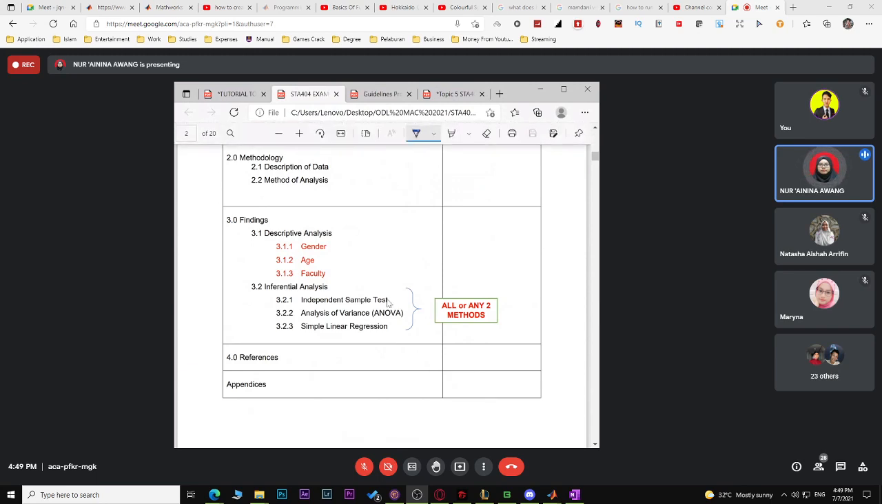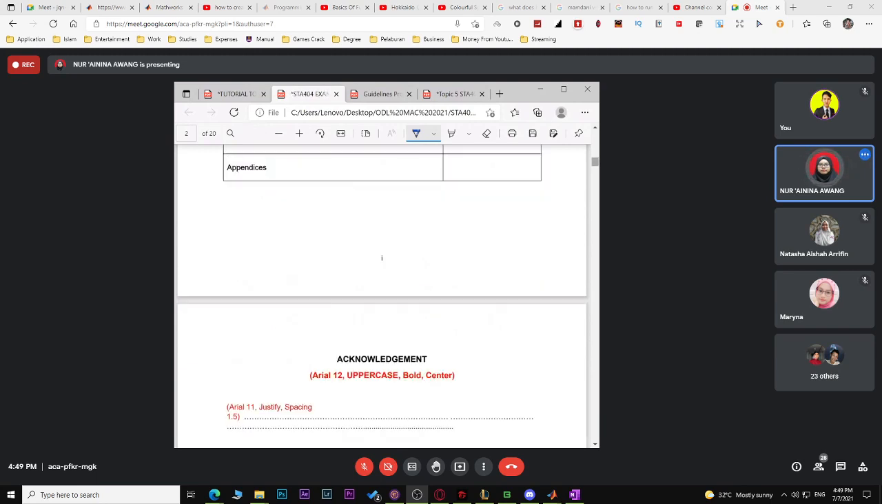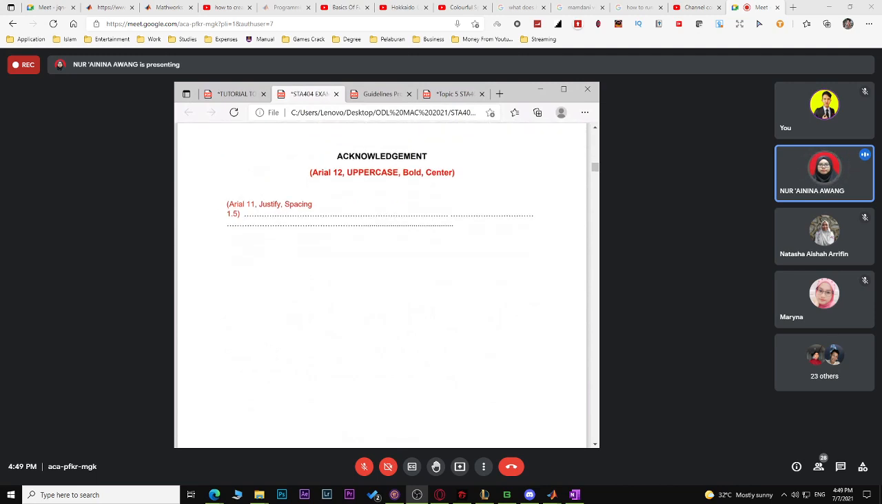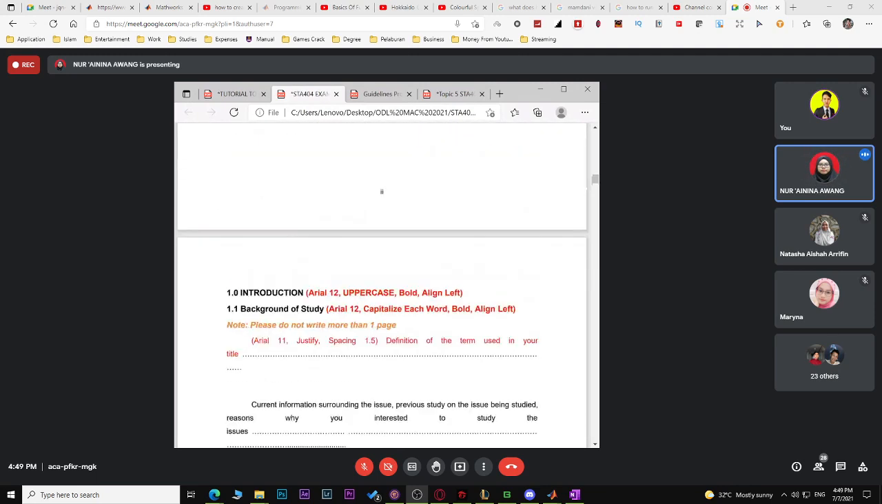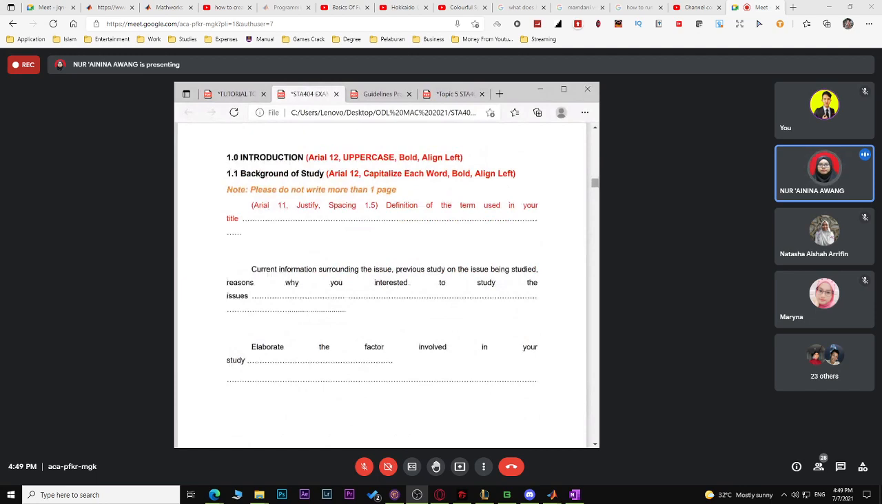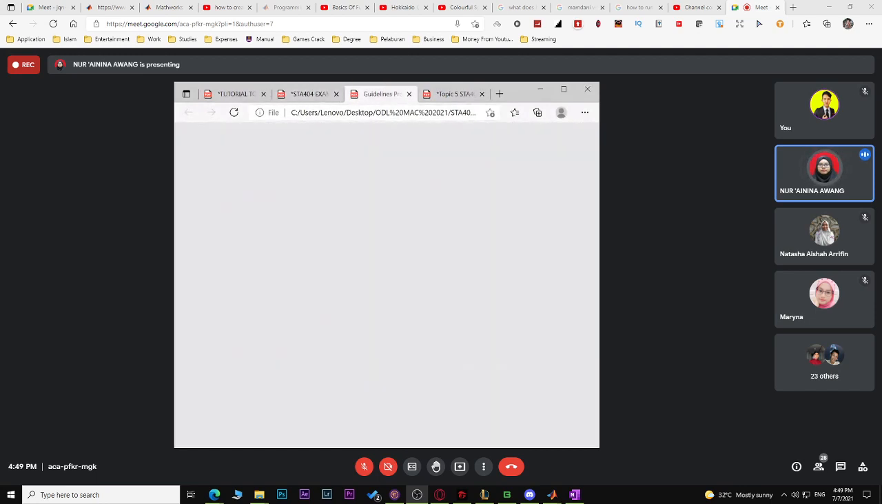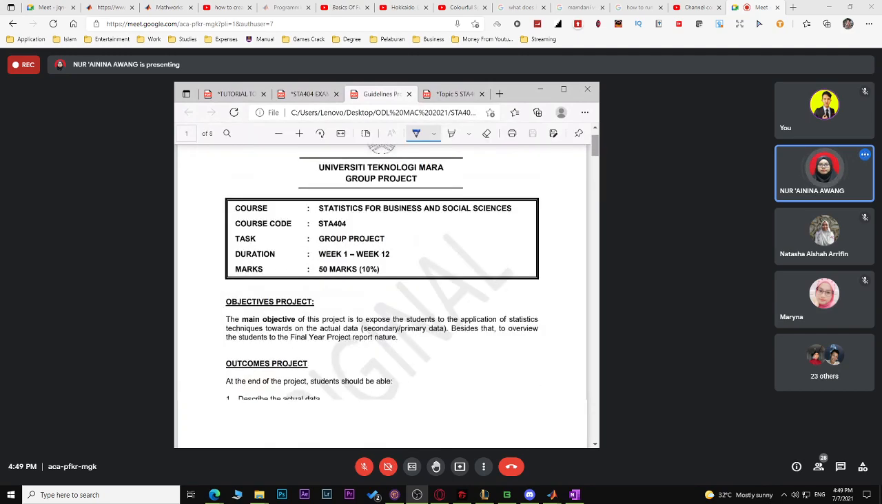Okay, so kalau you buat analysis of variance, so 3.2.1 you buat analysis of variance, and then untuk 3.2.3 you buat 3.22 you buat simple linear regression. So you tak perlu buat tiga-tiga, pilih salah satu sahaja daripada dua ni. Okay. And then untuk you punya acknowledgement you just tulis je lah apa-apa. Okay, and then for introduction, this one you just cerita je lah. Okay, kenapa. So kalau ni you boleh refer juga dekat yang ini.